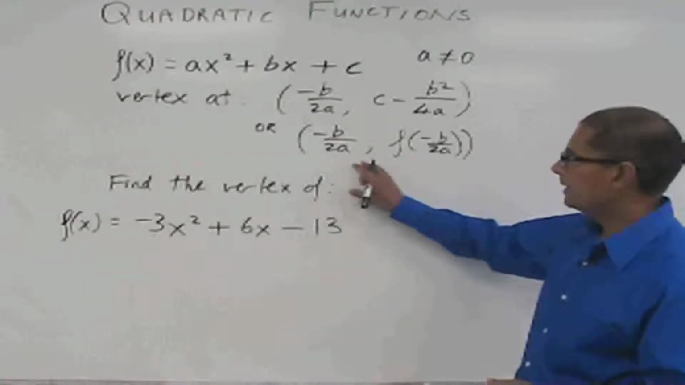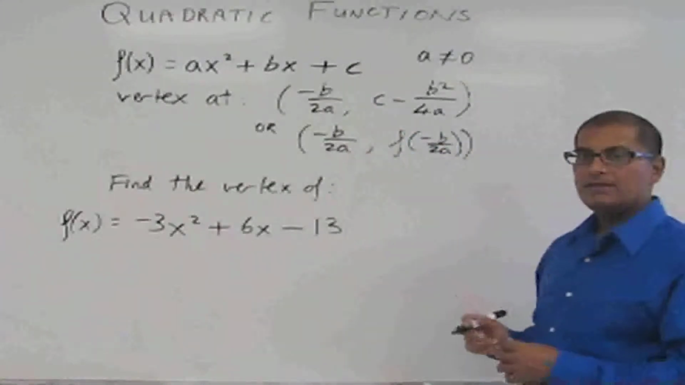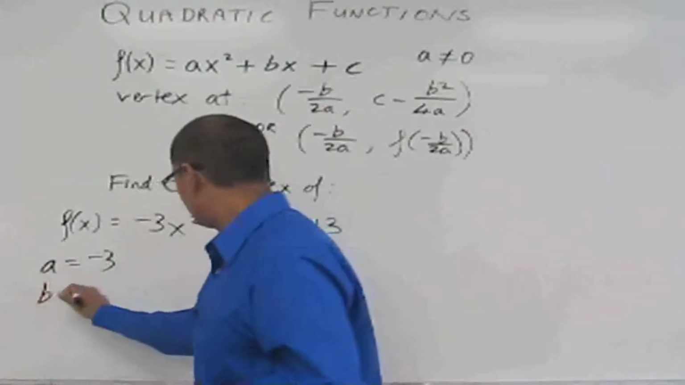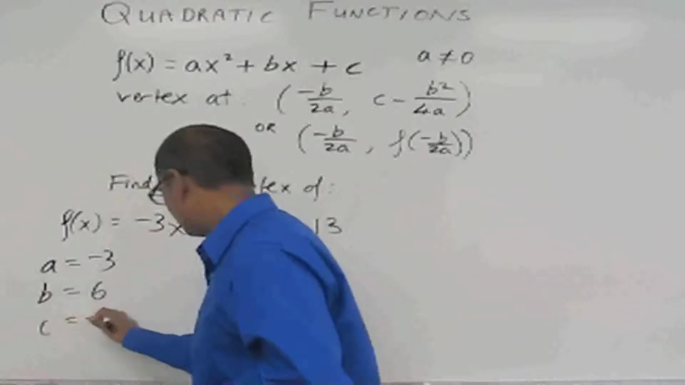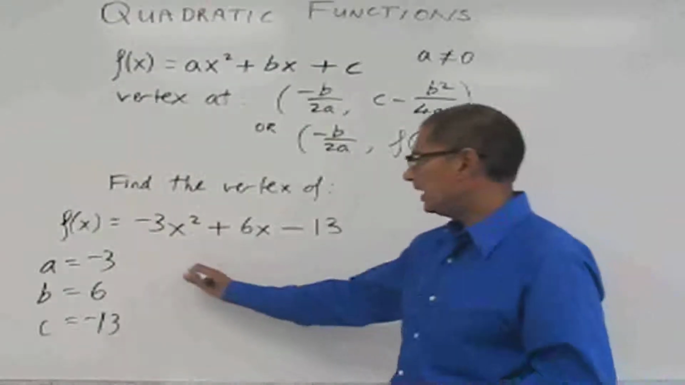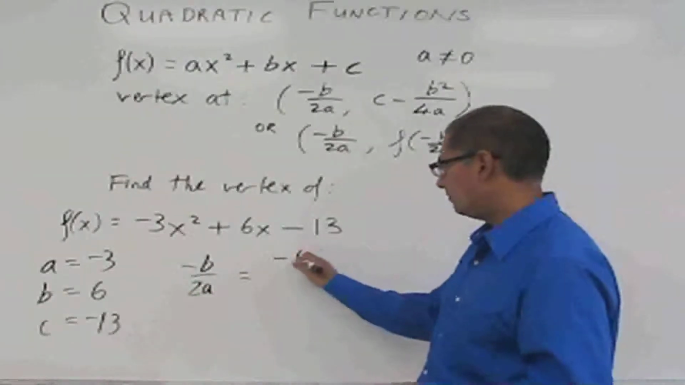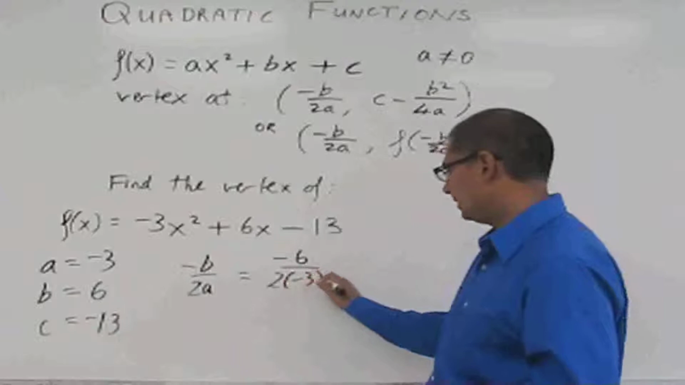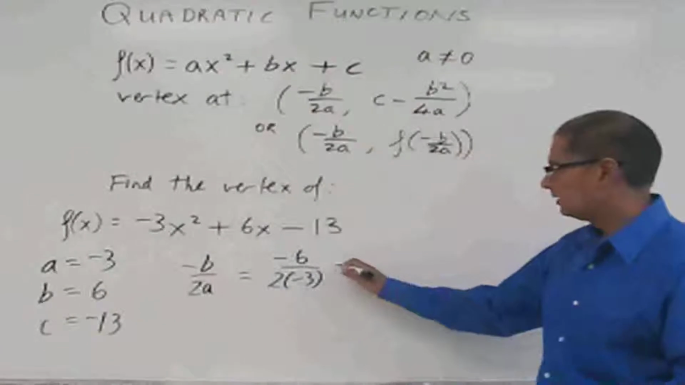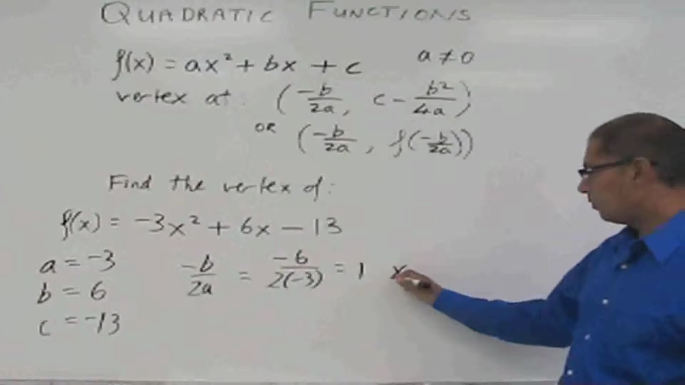So from our formula here, if we're given a function in this form, ax squared plus bx plus c, the x-coordinate is at negative b over 2a. Let's just list that here. A is negative 3, b is 6, and c is negative 13. So negative b over 2a, what's that going to be? Well, that's going to be negative 6 over 2 times negative 3, and we calculate that, negative 6 over negative 6 is 1. So that's my x-coordinate.